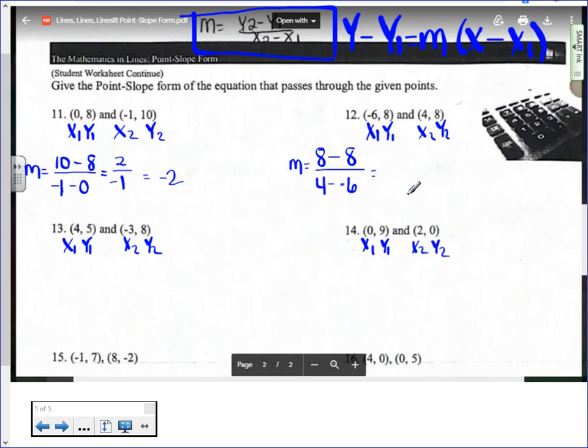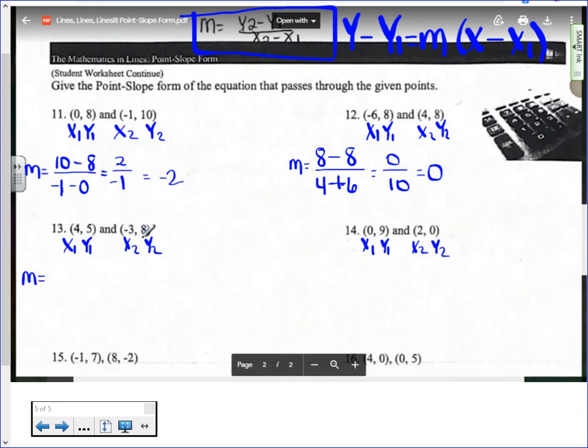What is 8 minus 8? I have double negatives there, so that actually turns this right here into a plus sign. 4 plus 6. If you type this in your calculator and take 0 divided by 10, what do you get? Just 0. That's going to be our slope for this one. Like I said, right now we're only focusing on the slope. I want you to make sure you know how to do the slope first. So we're going to go down to 13 and we're going to do the slope again.